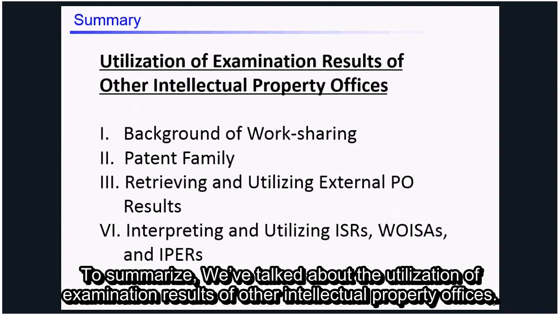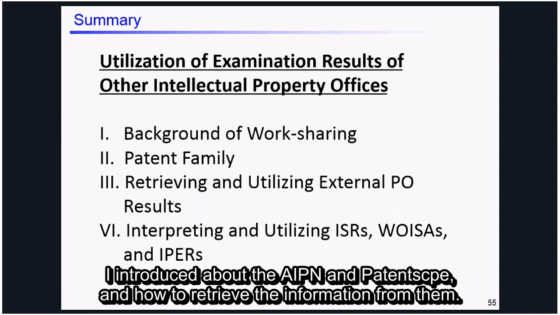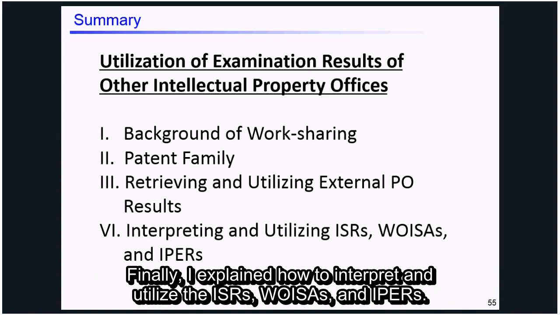To summarize, we've talked about the utilization of examination results of other intellectual property offices. I talked about the background of work sharing, then the concept of patent family. I introduced the AIPN and PATENTSCOPE and how to retrieve the information from them. Finally, I explained how to interpret and utilize the ISRs, WOISAs, and IPERs.